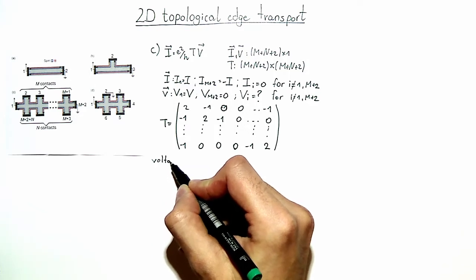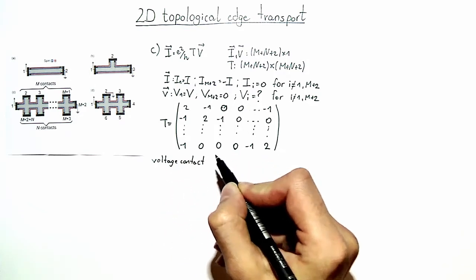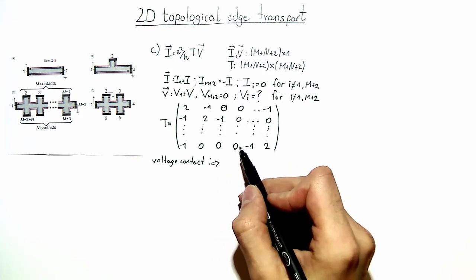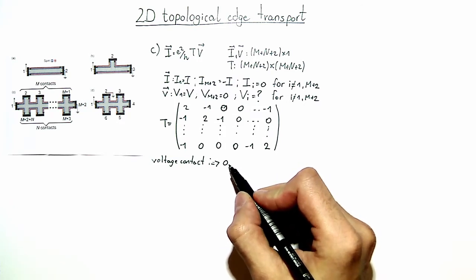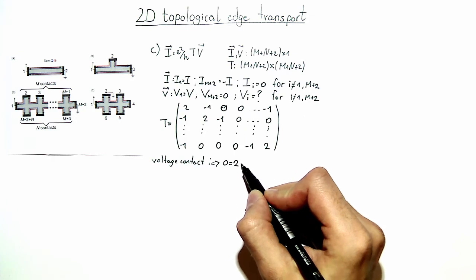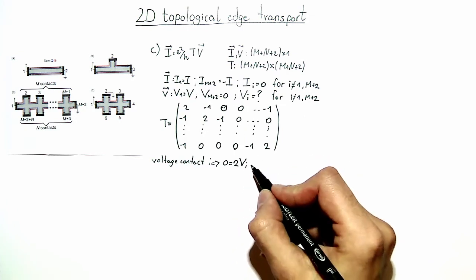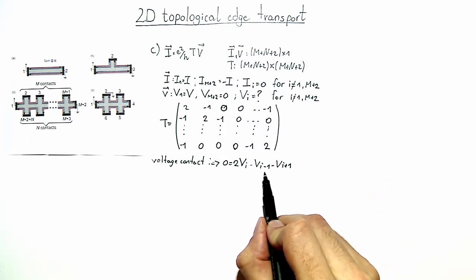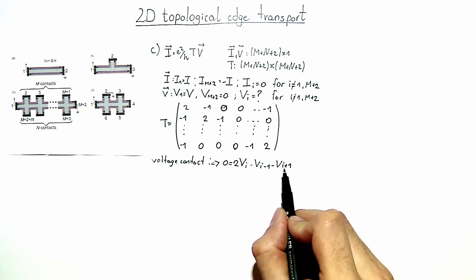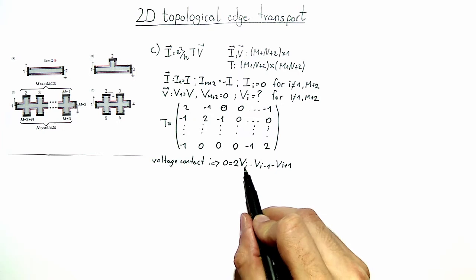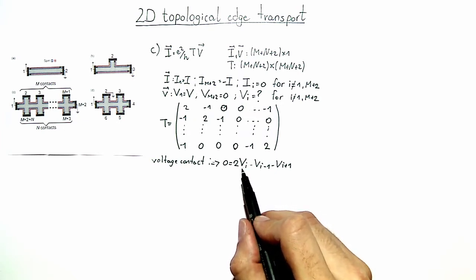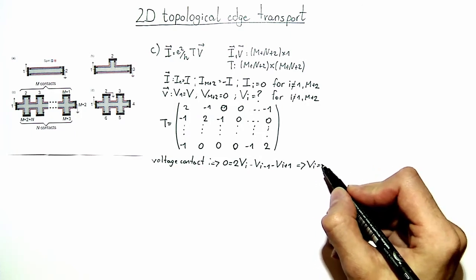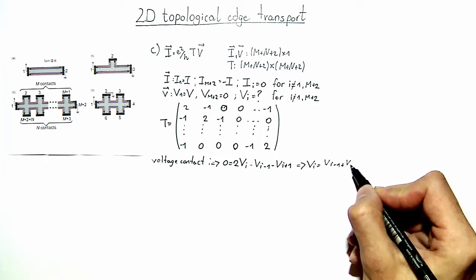So for any arbitrary voltage contact i, could be at the upper or at the lower edge, it doesn't matter, we get from this transmission matrix that 0, because the net current in a voltage contact is 0, is given by 2 times the voltage at that contact minus the two voltages at its neighboring contacts. So 2V_i minus V_(i-1) minus V_(i+1), where the i minus 1 and the i plus 1 are the indices of the two contacts which are closest to contact i, so its two neighboring contacts. And from this, it follows that the voltage V_i at any voltage contact is just the average or the mean of the voltages of its two neighboring contacts.